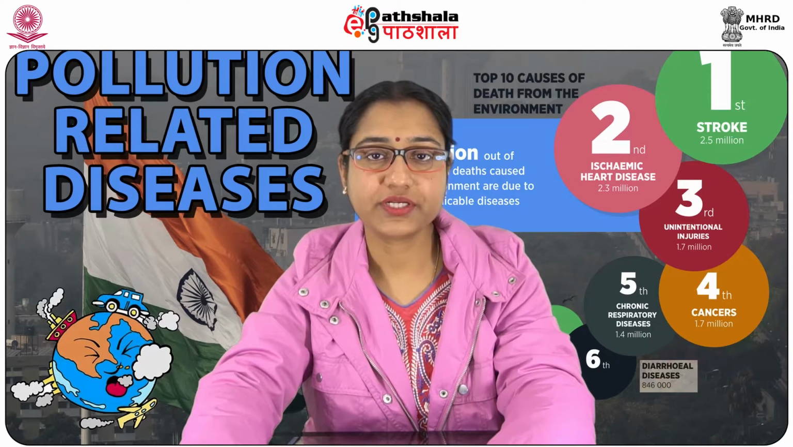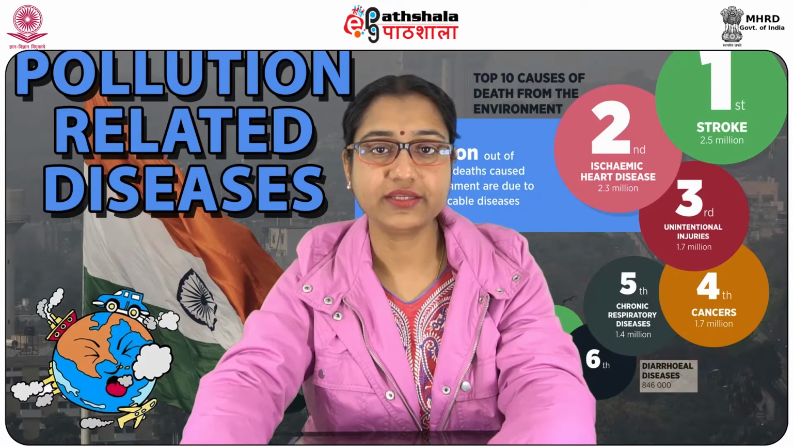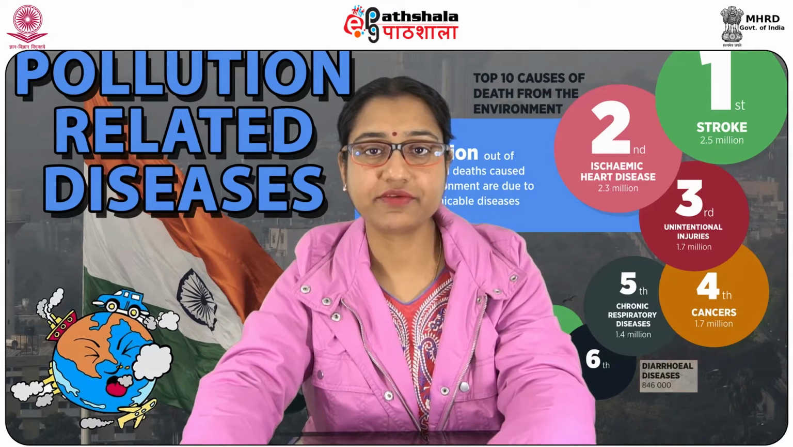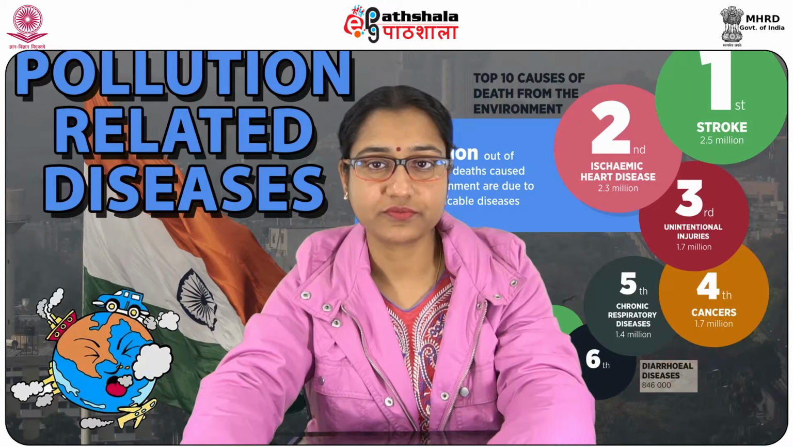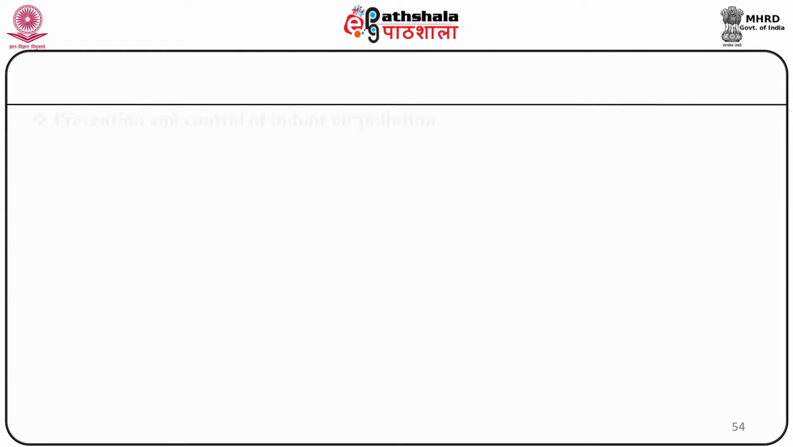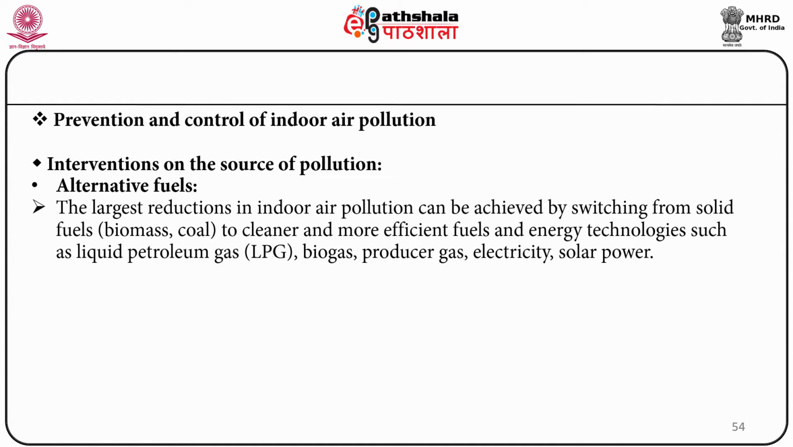Outdoor air pollution exposures can be reduced by checking air quality index, avoiding heavy traffic when possible, and avoiding second-hand tobacco smoke. Next, prevention and control of indoor air pollution. First, interventions on the source of pollution by using alternative fuels and improved stoves.